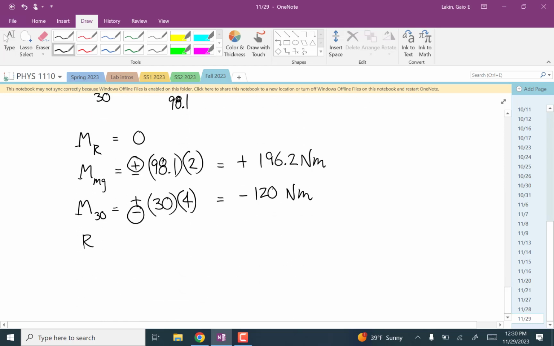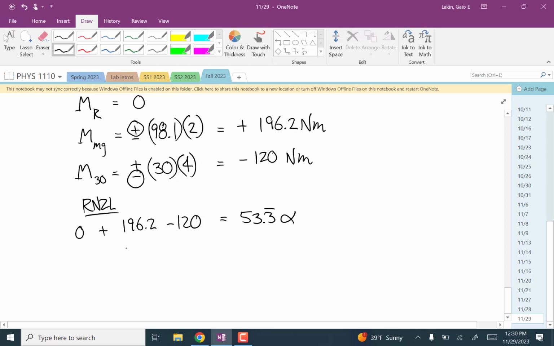And so the moment equation, the rotational Newton's second law, says 0 plus 196.2 minus 120 is equal to 53.3 repeating times alpha. And so you get 76.2 is equal to 53.3 repeating times alpha. And so what do you get for alpha? About 1.43 radians per second squared. It's positive.